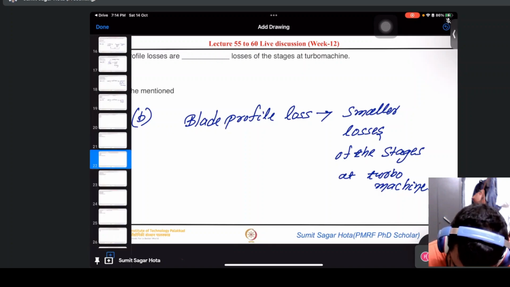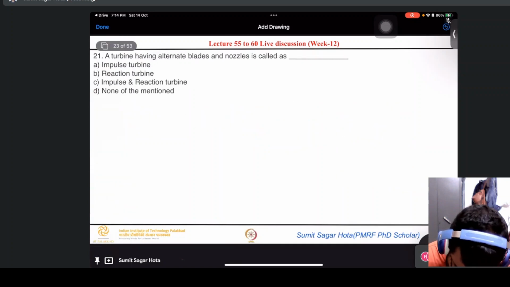Okay, next question. A turbine having alternate blades and nozzles is called as what? Okay, alternate blades are there and nozzles are also involved. That means it's a what? Impulse turbine.